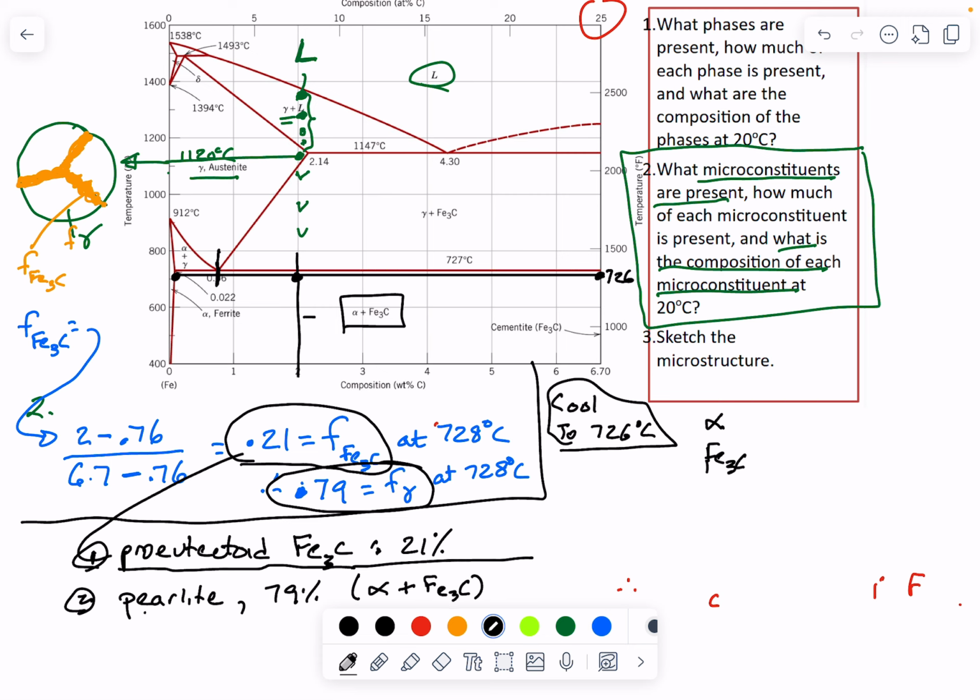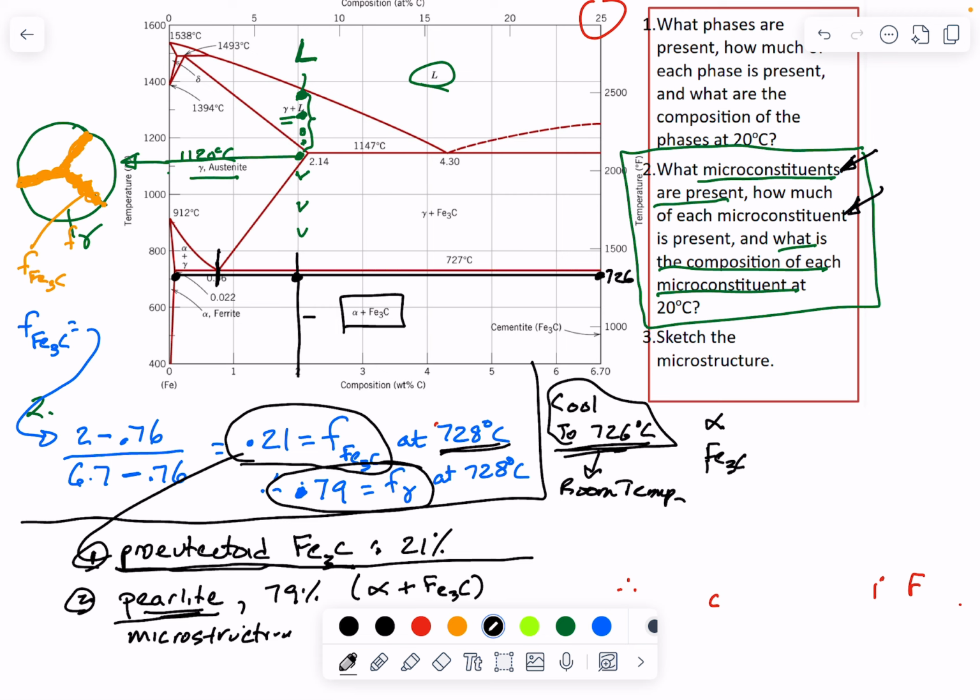So we have proeutectoid Fe3C and we have pearlite. So those are the microconstituents that we have present. And that's how much of them we have. And you see now, I think, why we had to spend so much time thinking about what was going on at 728, because it gave us the answer to what's happening below 727. And by the way, this will be the same answer all the way down to room temperature. So by the time we answer it at 726, we've also answered it at room temperature.